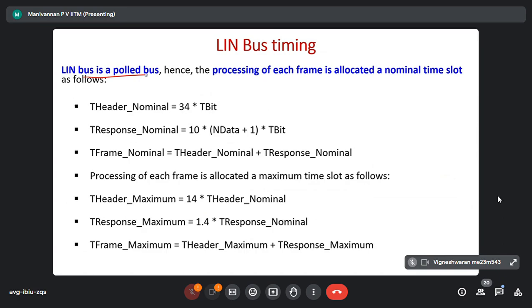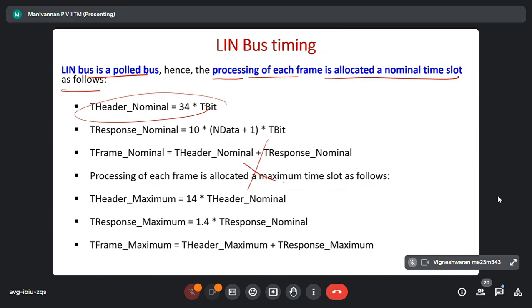He's not going to ask slave 1. He says, give me the data ID 22, ID number 21. Like that, you will ask this one, polling. They call it polling, and processing each frame to allocate a nominal time frame. So it considers header, response, all these things. This is for more information.